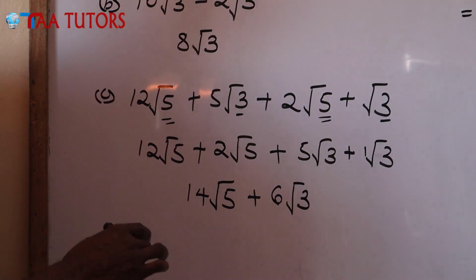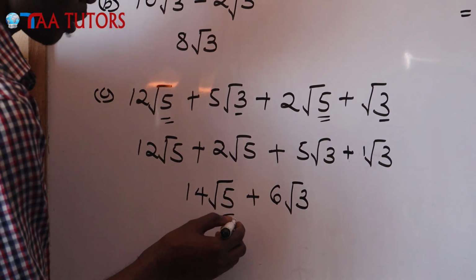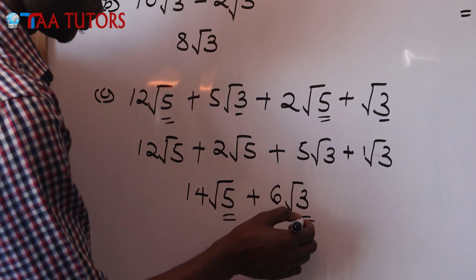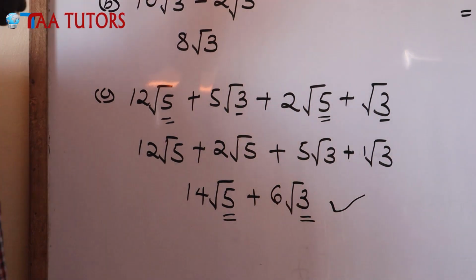We cannot continue beyond this level because these are now unlike terms. SAD 5 and SAD 3 are not the same, so we cannot add them. So our answer is that.